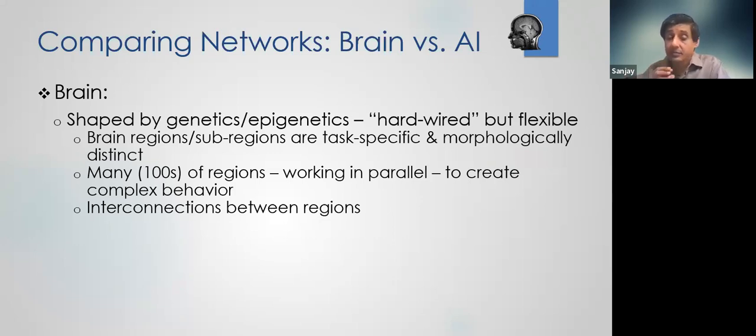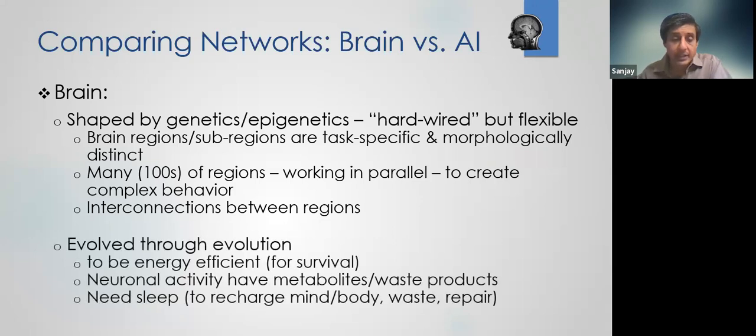We have hundreds of different unique regions of our brain working in parallel to create our complex behavior. And we have interconnections between the regions, and these interconnections also are hardwired. In a sense, our DNA encodes where we have these large tracts of axons, fibers. For example, the corpus callosum between the left and right hemisphere is an example of a massive network of interconnections that exist in pretty much every healthy brain, and these are very important elements to how biological neural networks work. Again, evolved through evolution. What that means is that we have evolved to be very energy efficient for survival. So our brain does a lot of things using energy efficient mechanisms. What that means is that our brain actually has limitations built into it.